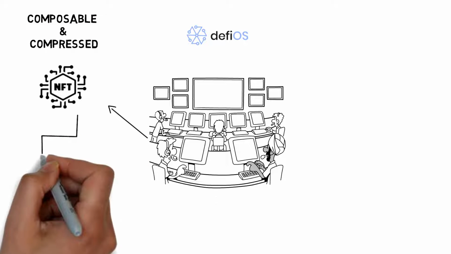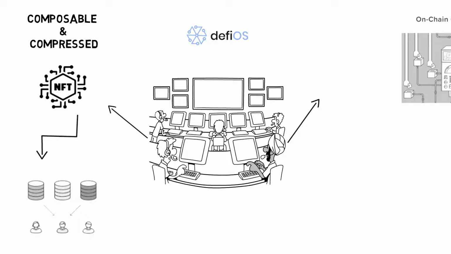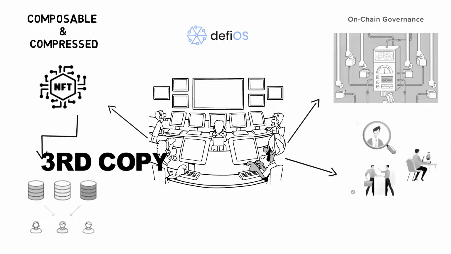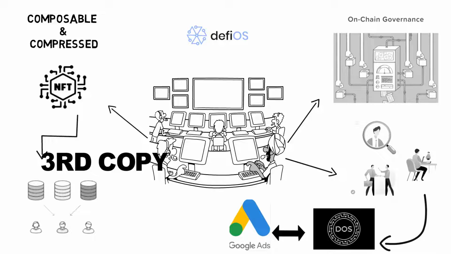In addition to this, the DeFi OS team is working on adding three functionalities to the DOS token. Enable the minting of composable and compressed NFTs by issue solvers based on the specs defined by repository owners to showcase contribution. Create on-chain governance on the open source council. Create a pseudonymous hiring platform where the DOS token will serve like Google AdWords.